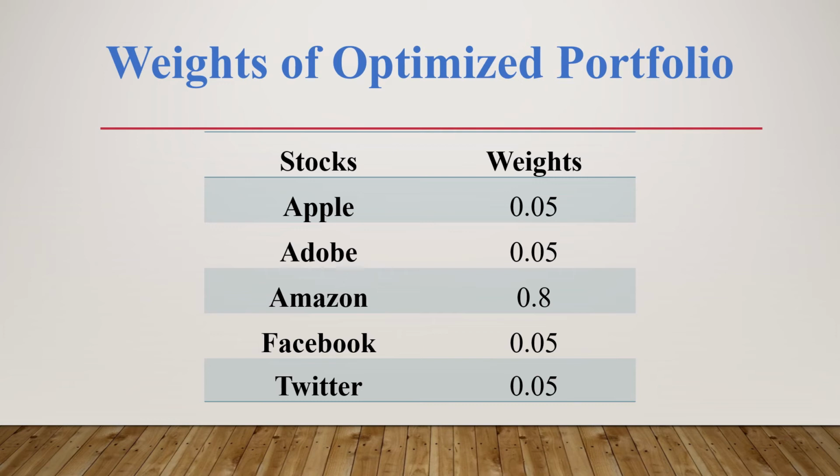This is the table for the weights and the stocks. As we discussed, Apple has a weight of 0.05, Adobe has a weight of 0.05, and Facebook and Twitter too have 0.05 weight. Amazon is given the highest weightage of 80%, that is 0.8, so Amazon is considered the best among all 5 for the investment.